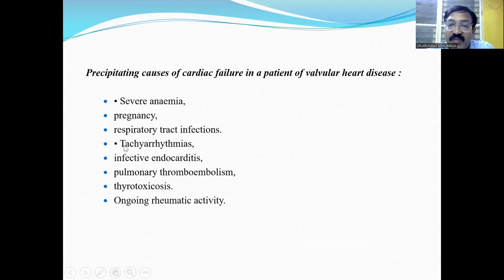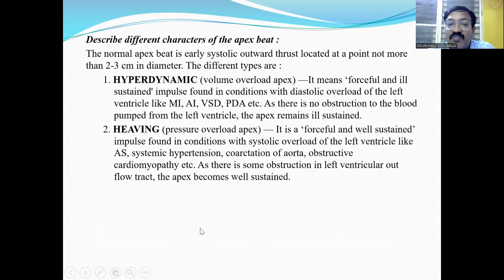These are the things that may precipitate your cardiac failure, like anemia, pregnancy, respiratory tract infections, infective endocarditis, thrombosis, and rheumatic activity.